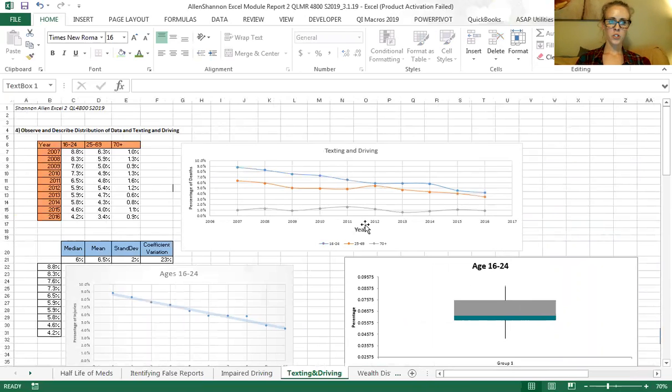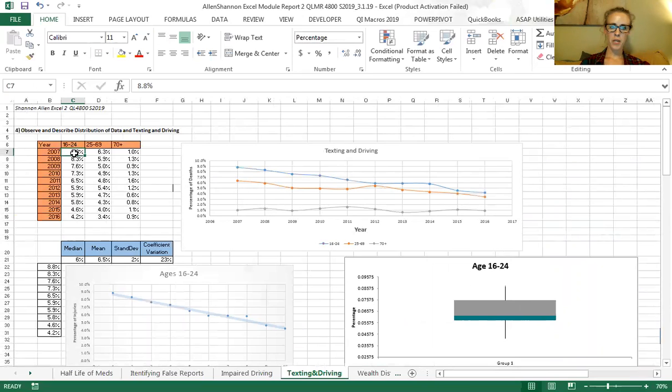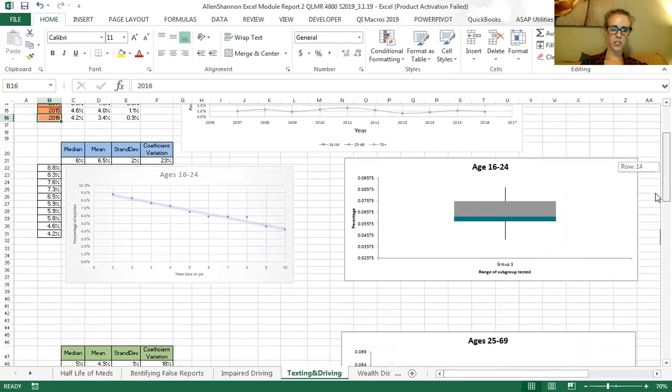I'm going to observe and describe the distribution of data on texting and driving. These are the different percentages based on age groups from the year 2007 to the year 2016. This is the range for the data that we're using. And there's the pattern: the percentage of deaths reported from texting and driving.